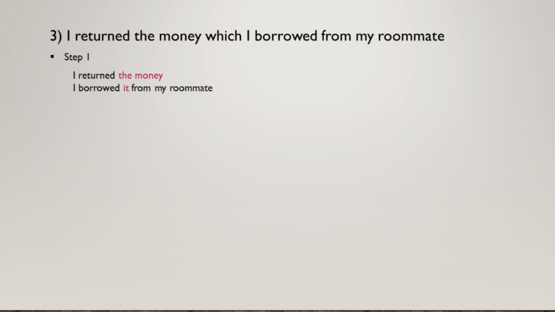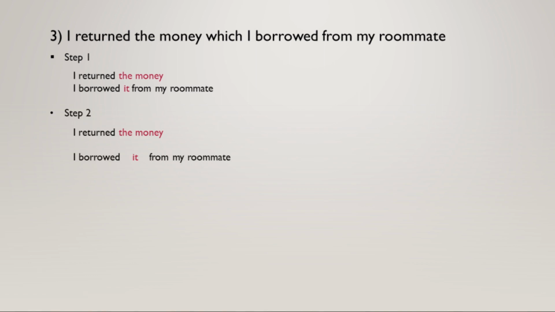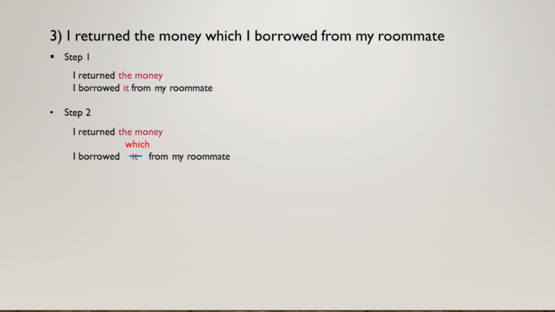So replace the repeated noun or pronoun with the correct relative pronoun. It is a thing and an object. So what relative pronoun should we use? That's correct. It is which. So, I borrowed which from my roommate. So we can remove it and then replace it with which.